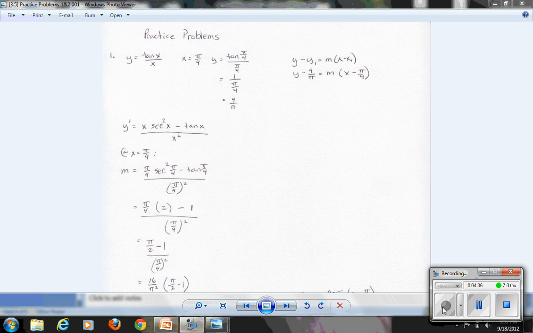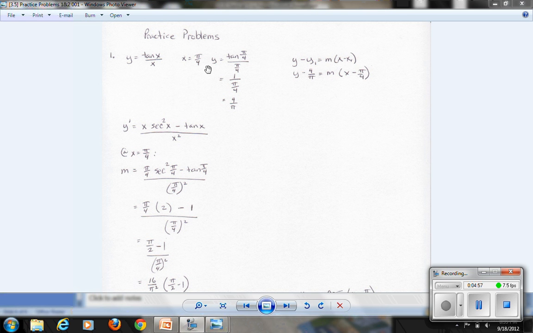Okay, so the first one, we want the equation of the line that's normal to the graph. Normal, remember, it means perpendicular. So I like to kind of start with the end game, so to speak. So we want the equation of a line. Here's my equation of a line. And they gave me the point specifically when x is pi over 4. So I know I plug in pi over 4 there. And I might as well go ahead and just get the y coordinate while I'm at it.